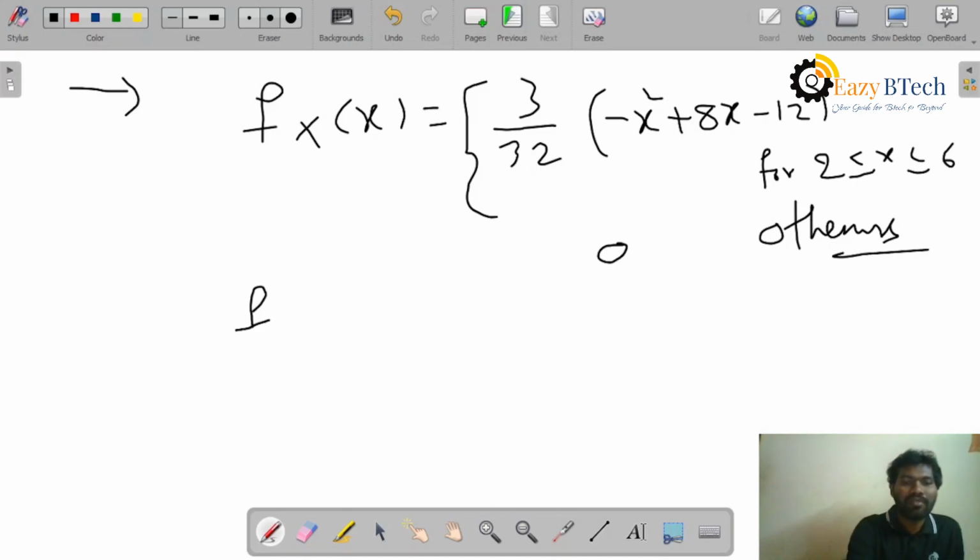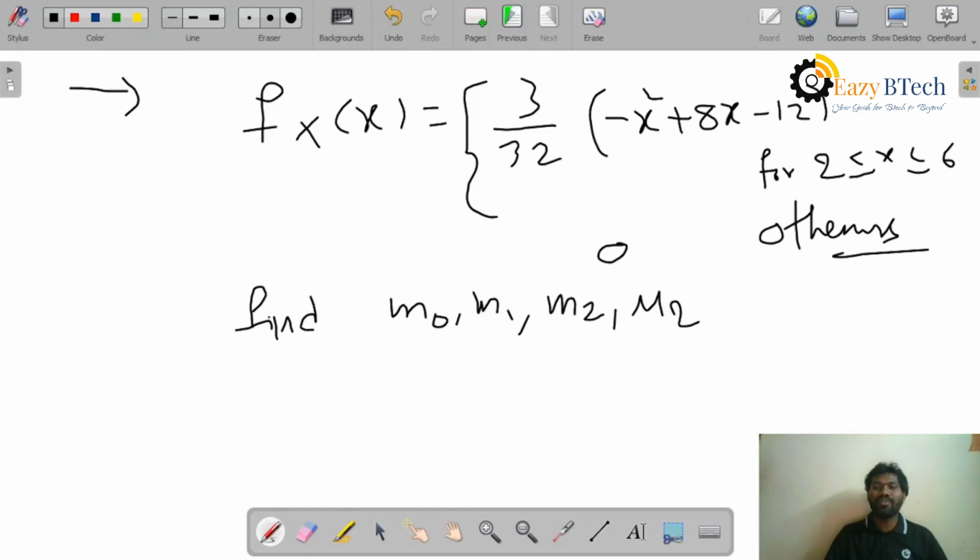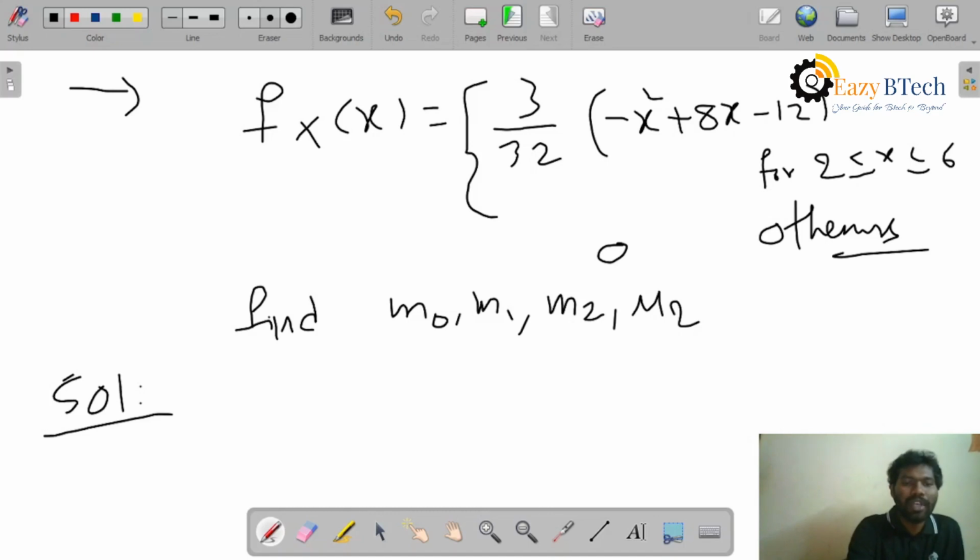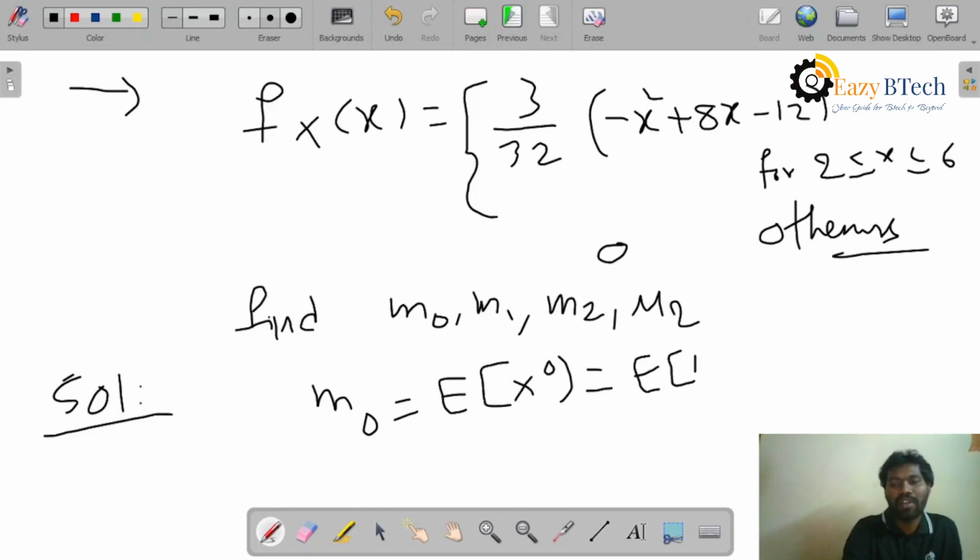From this, what they want us to find is m0, m1, m2 and mu2. So indirectly they are calling mu2, that means they ask us to calculate the variance of the given density function. So finally the solution is: m0 means expectation of x to the power 0, that means expectation of 1, which is always equal to 1. So the 0th moment about origin is always equal to 1.